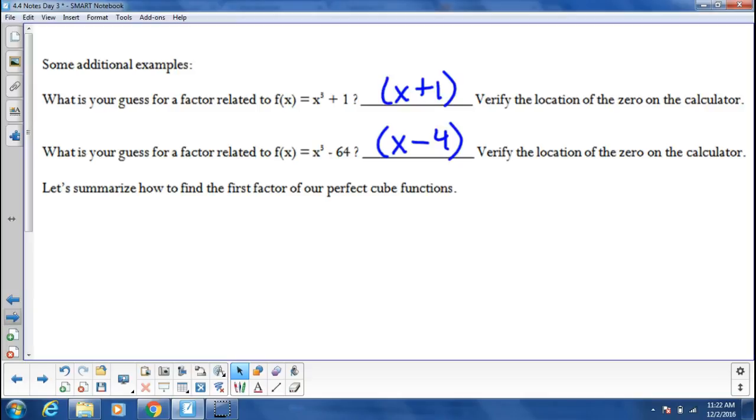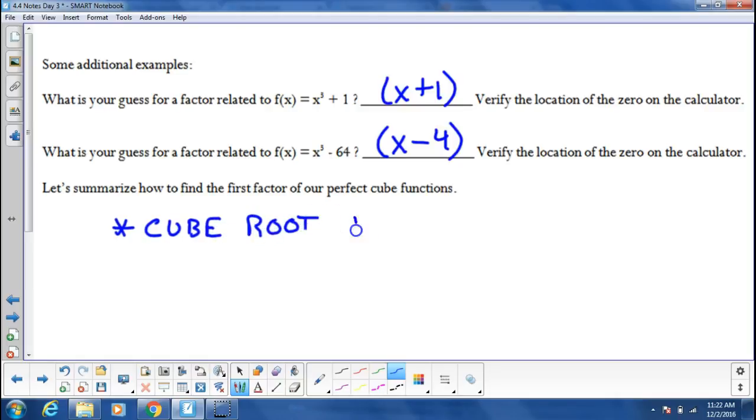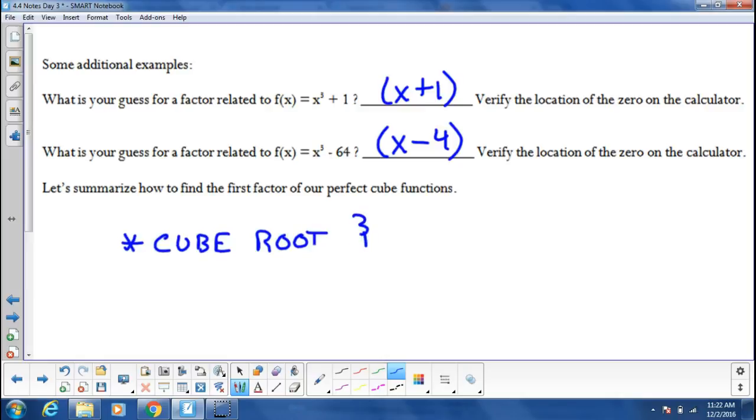So to find the first factor, we have to cube root, whoa! What happened there? Oh, it won't even let me do that. Again, working out the kinks. Cube root. Oops, that should be a B, not an R. We're going to cube root both terms.